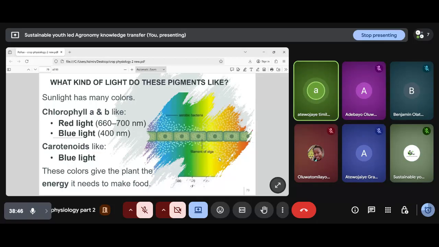Sunlight has many colors. For chlorophyll A and B, we have the red light and blue light. It is the blue light that helps with the red light. So I just note that point. Let's move on.